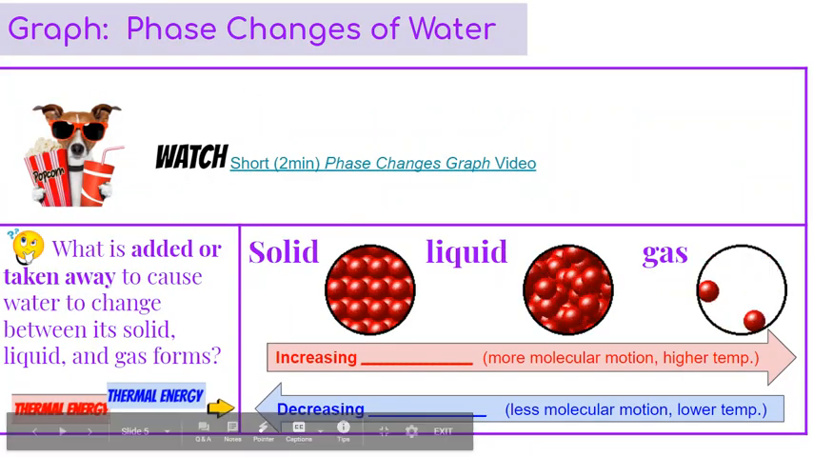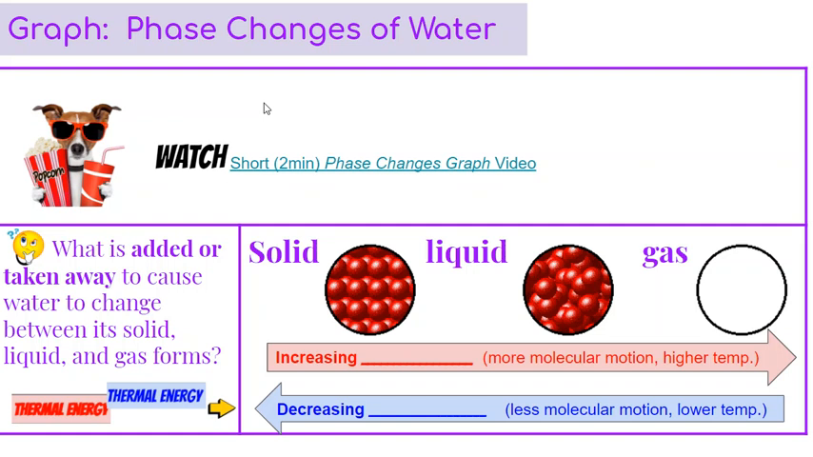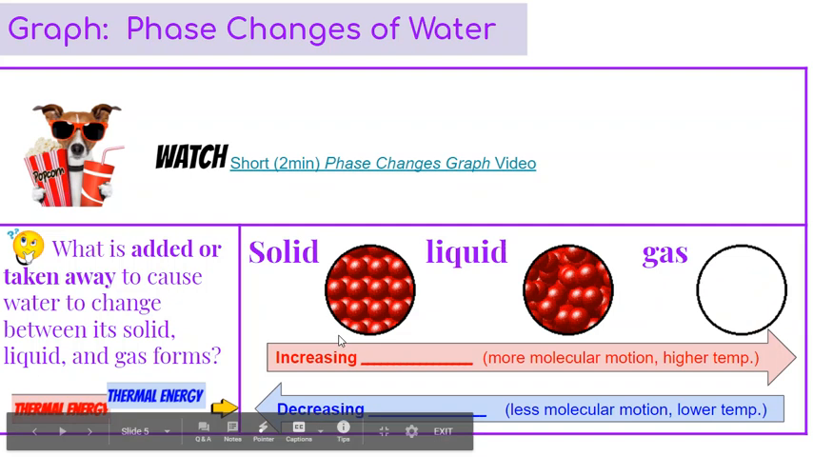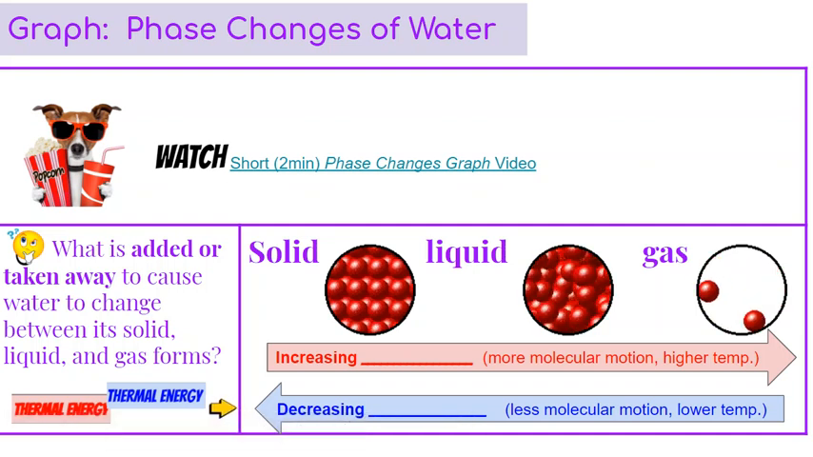Okay, so here is phase changes of water. This is a short 2-minute video that you should watch. And it talks again, review of when you go from a solid to a liquid to a gas, you are increasing the thermal energy, and it goes from a gas to a liquid to a solid. Excuse me, you are decreasing the thermal energy.